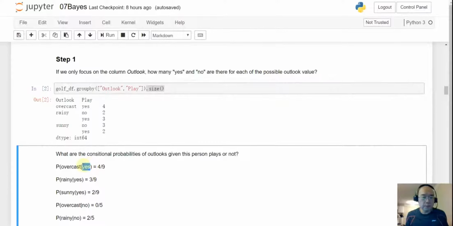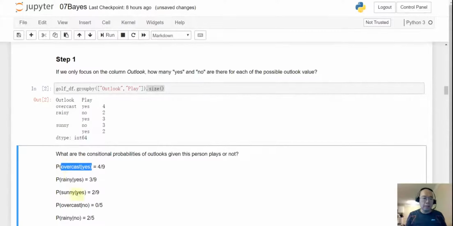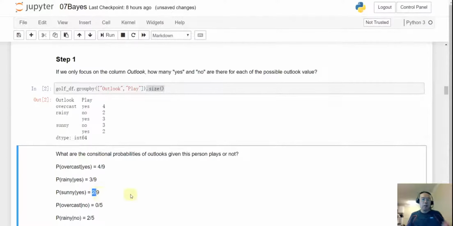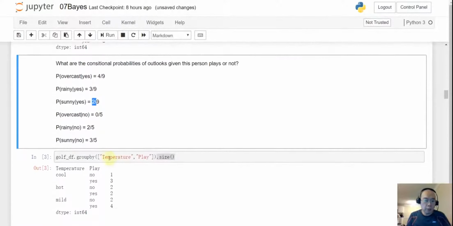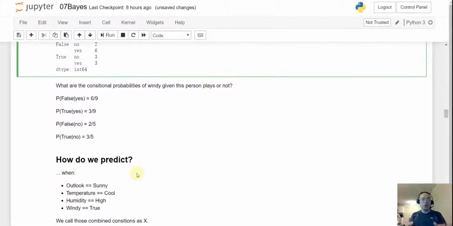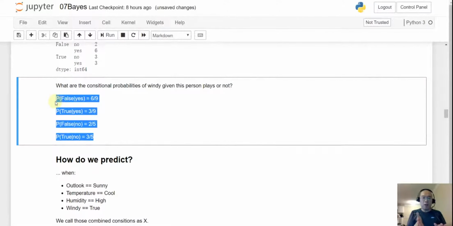For example, given it is already a yes, and remember there are a total of 9 yeses, then for the overcast, you can see there are 4 samples. So given it is already yes, the probability of overcast will be 4 divided by 9. Same thing, given it is already a yes, the sunny count is 2, so it will be 2 divided by 9. We do this for outlook and play, and we also do this for temperature and play, humidity and play, and windy and play. We only do those for the categorical features. Those posterior probabilities are tedious work, and we are doing nothing but the counts, and then dividing that by the number of the yeses or nos.